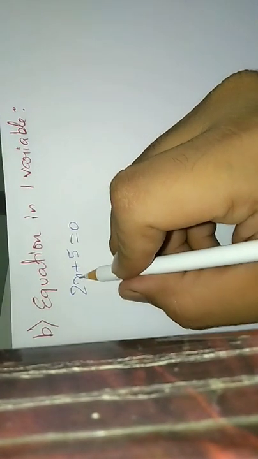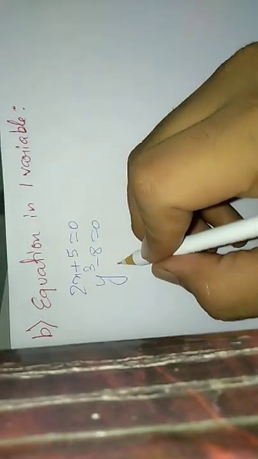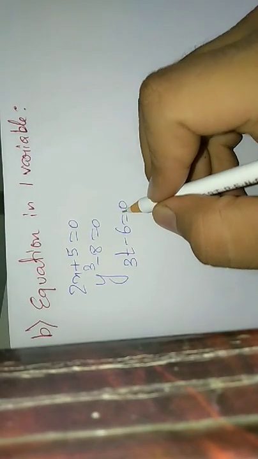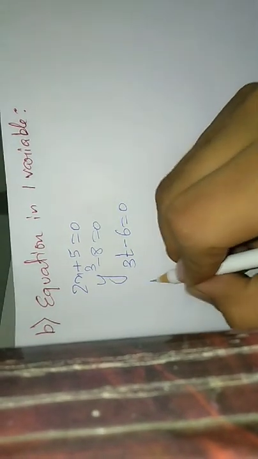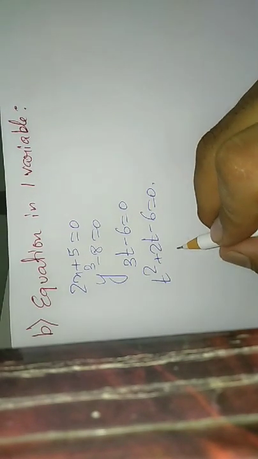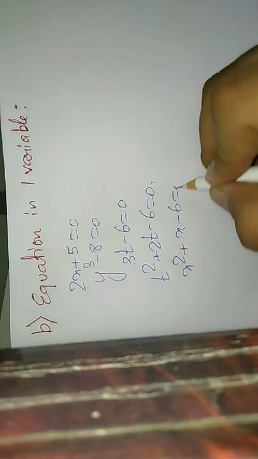2x plus 5 is equal to 0 is one equation with one variable. y cube minus 8 is equal to 0 is an equation with one variable. 3t minus 6 is equal to 0, it's an equation with one variable. t square plus 2t minus 6 is equal to 0, this is an equation in one variable. x square plus x minus 6 is equal to 0, it's an equation in one variable.